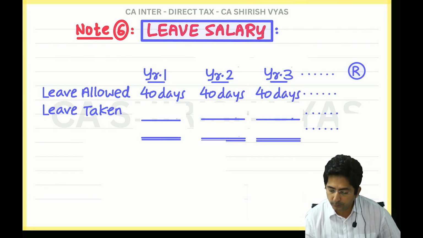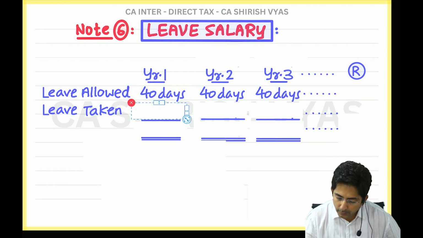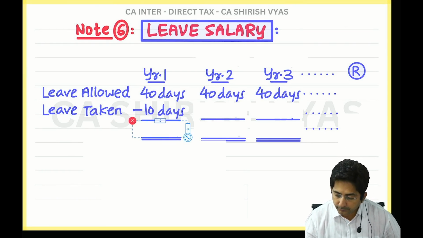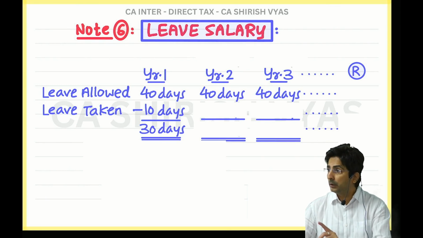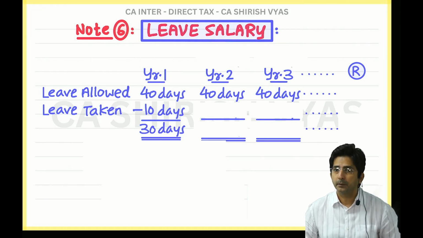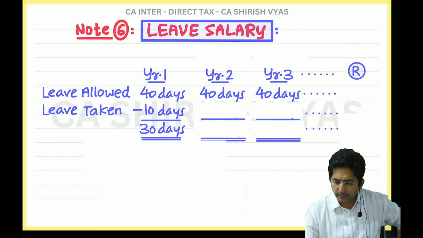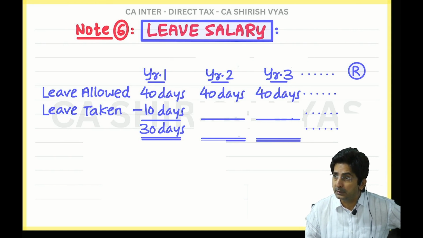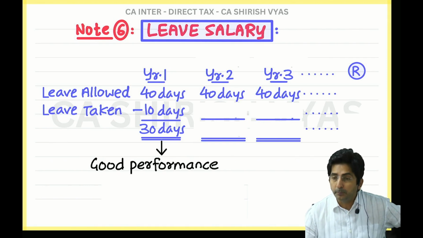Now let's assume in the first year, the company allowed you 40 days holiday, but you have taken only 10 days. That means you have saved leave of 30 days. If you wanted, you could have taken 40 days holiday because the company allows you, but you took only 10 days. So tell me, is this 30 days of saved leave a bad performance or good performance? It's a good performance. Your boss will be happy.